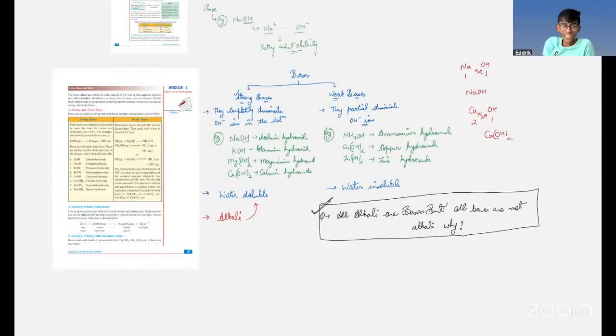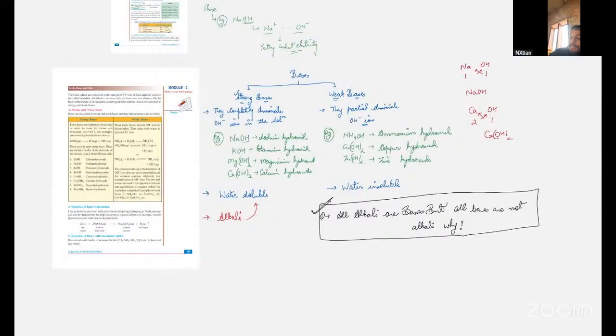Sir, are there only 8 strong bases? No, there are many, but there are some examples I wrote. Like it's there in the book.